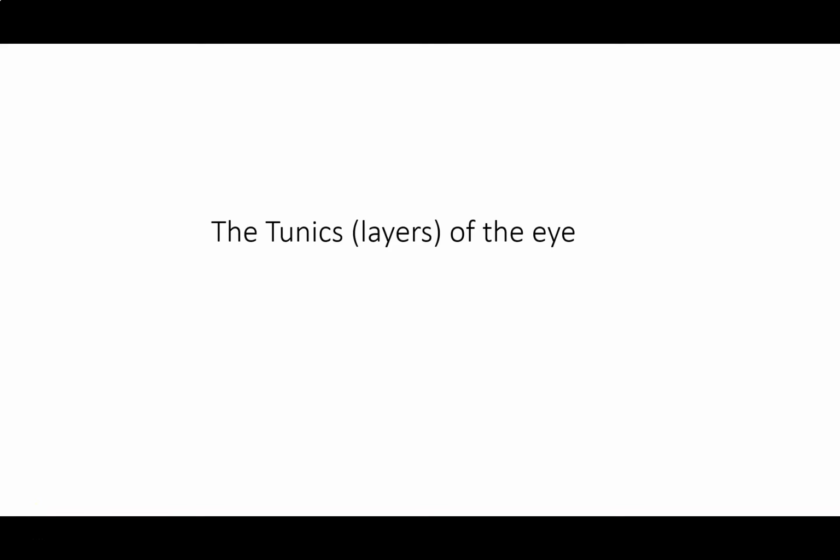Hello everyone. In this video we are going to explore the anatomy of the eye. We're going to begin with the layers of the eye, which are referred to as the tunics. The tunics make up the wall of the eye, and they extend to some of the inner eye structures.